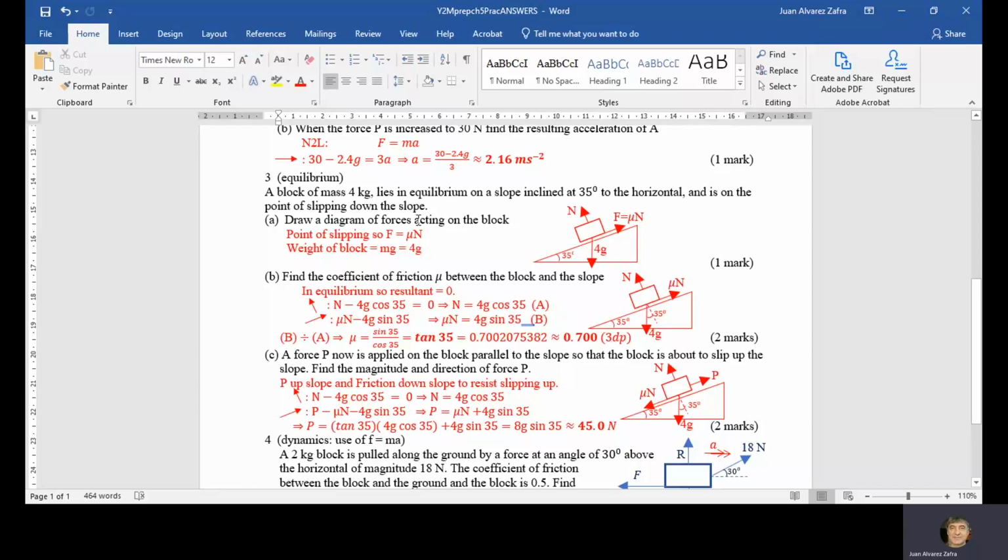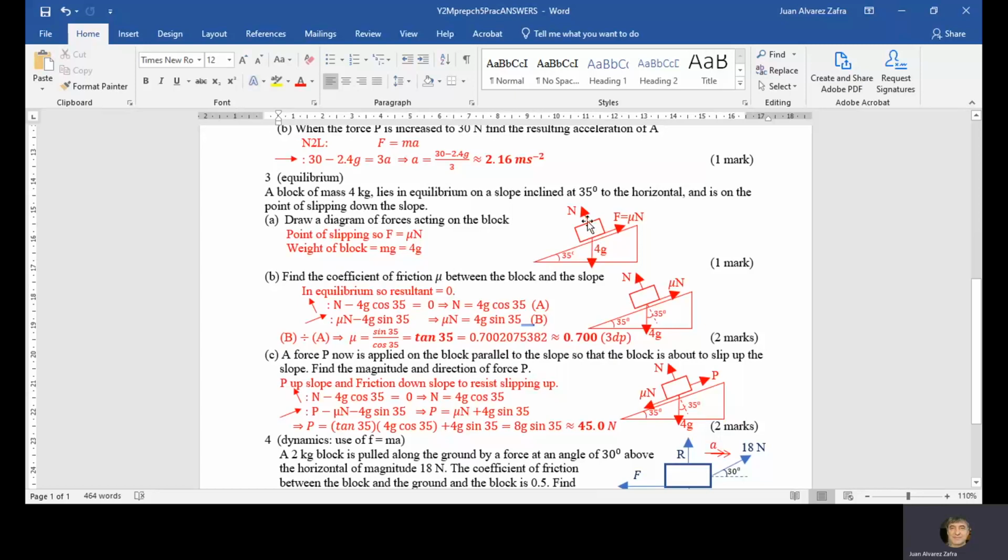Equilibrium. So now we're on a slope. A block of mass 4 kilograms lies in equilibrium, so forces are all balanced, on a slope inclined at 35 degrees to the horizontal, and is on the point of slipping. So we're in limiting equilibrium again. Point of slipping down the slope. So draw a diagram of the forces acting on the block.